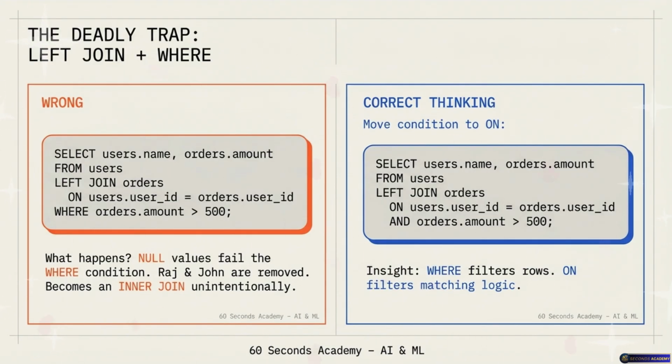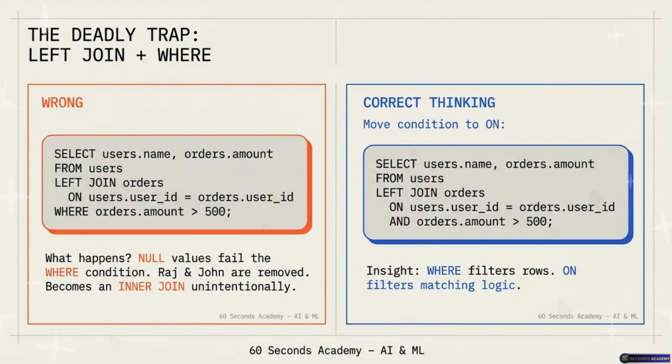So how do I fix it? If my business logic strictly requires keeping all users, but I only want to analyze orders over 500, where does that filter actually belong? If your goal is to filter the rules of the match itself before the left join adds the missing records back in, you must move that condition into the on clause. So I change it to left join orders on users.user_id equals orders.user_id and orders.amount greater than 500.